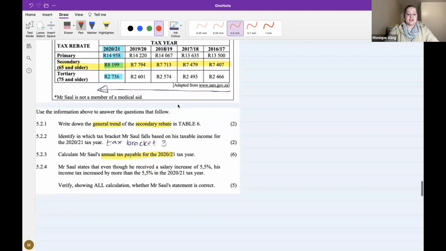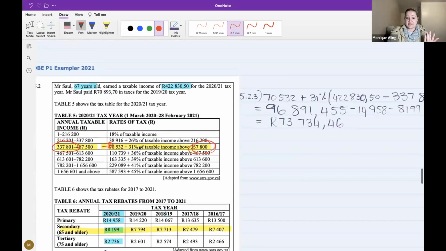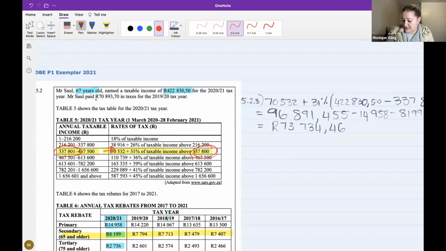Then the next question, Mr. Saul states that even though he received a salary increase of 5.5%, his income tax increased by more than 5.5% in the 2020-2021 tax year. Verify showing all calculations whether Mr. Saul's statement is correct. So we basically need to check by how much his tax increased by. So that means we need to look at last year's tax versus this year's tax, which is possible because they did give us last year's tax amount.